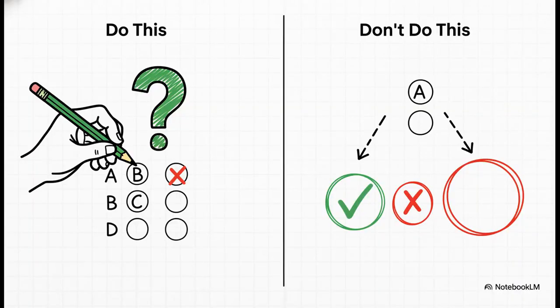And that leads us to the single most important strategy for this section, and maybe for the whole test. You have to answer every single question. Never, ever leave a bubble blank. A guess, even a wild one, gives you a chance at a point. Leaving it blank gives you a 0, guaranteed.